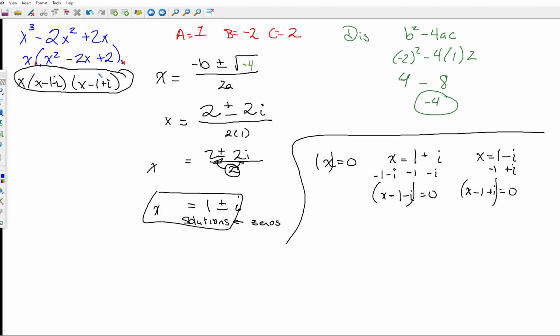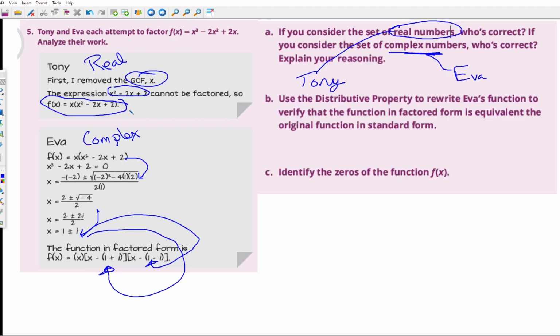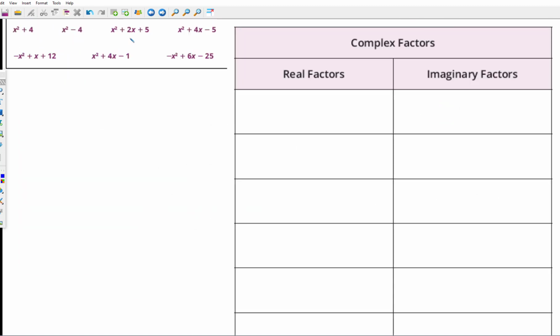So we want to see, on this next little bit, are they imaginary or complex solutions? Or are they real solutions? So if I take these factors, or these polynomials, which of these are going to have only real factors? Which of them are going to have imaginary?